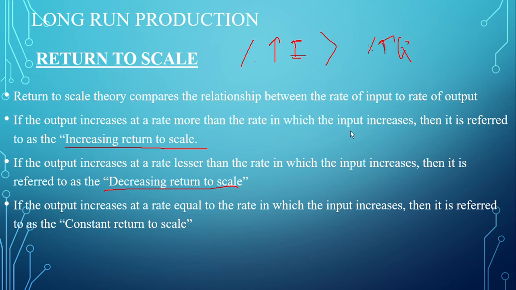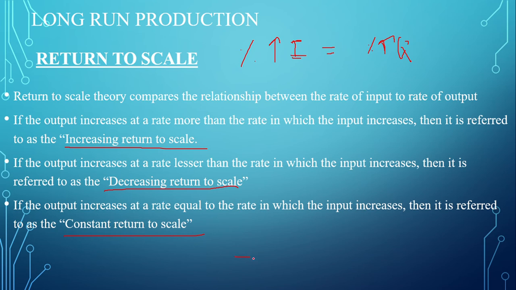Okay, so then the third condition shows that if the output increases at a rate equal to the rate at which input is increased, that means both are increasing at the same rate. A 10% increase in labor gives a 10% increase in output, and a 10% decrease in labor means a 10% decrease in the output. That means it is equal, and that is constant return to scale. Okay, so in the long run the producer should think about which position he is working in.